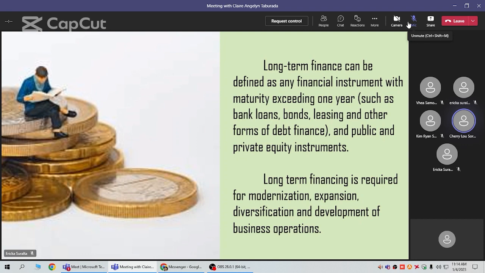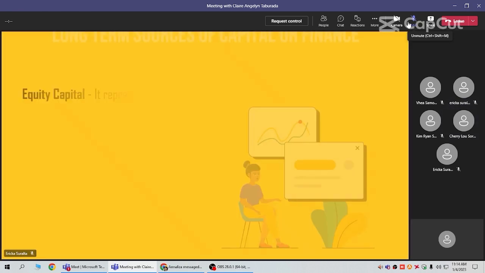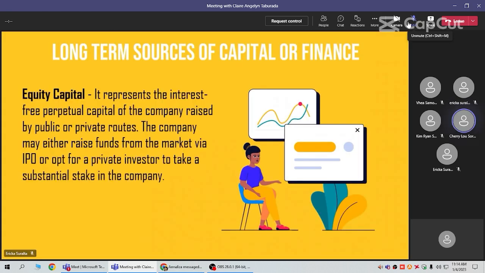So, the long-term sources of capital or finance. The first is equity capital. It represents the interest-free perpetual capital of the company raised by public or private routes. The company may either raise funds from the market via IPO or opt for a private investor to take a substantial stake in the company.